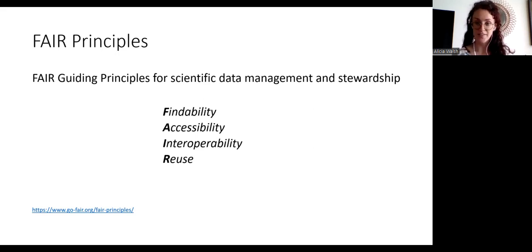Also, when we discuss ethics in another lesson, we also include the CARE principles. And this stands for collective benefit, authority to control, responsibility, and ethics. And this normally goes hand in hand with FAIR.